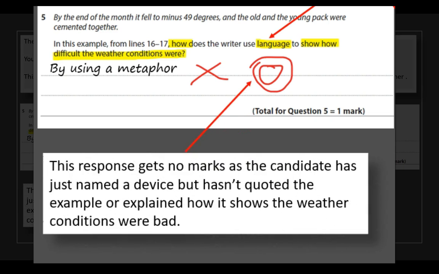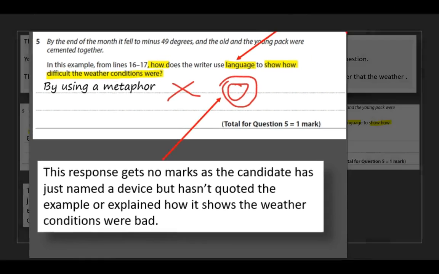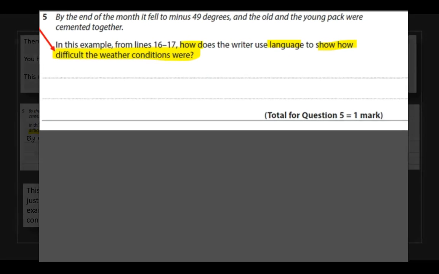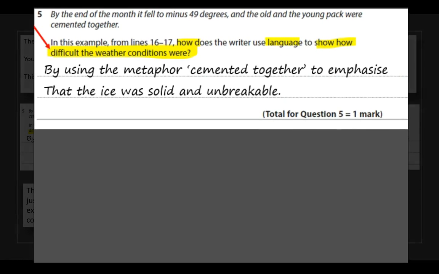The reason it gets no marks is because all a candidate like this has done is named a device. So they've just showed they can identify a device, but there is no demonstration of any understanding of the effect of that device within this particular quotation. And what the examiners want to know is not that you know what a metaphor is and what a metaphor does, but that you know what this particular metaphor does in relation to whatever aspect of sight you've been asked to write about. So a better response to this would be "by using the metaphor 'cemented together' to emphasise that the ice was solid and unbreakable."